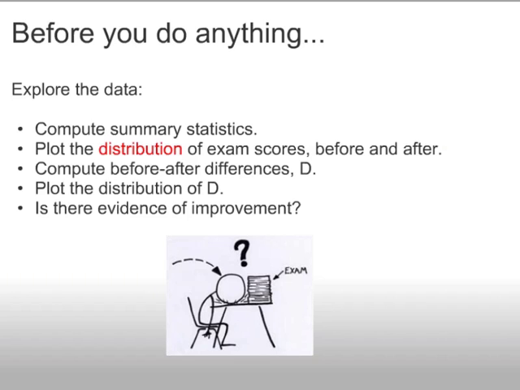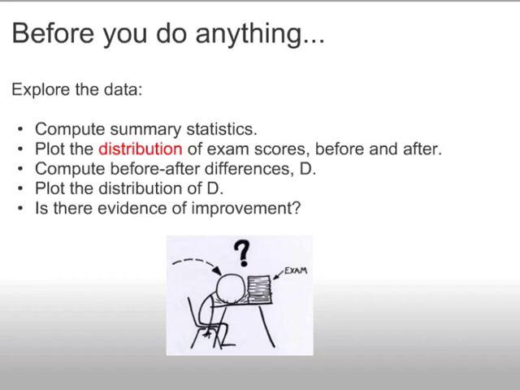The next thing I would do, more generally than looking at summary statistics, is to plot the entire distribution of scores. That'll give me a sense of the shape of the distribution, whether it's roughly normally distributed, whether it might be skewed to one side or the other, and often, importantly, whether there are outliers.